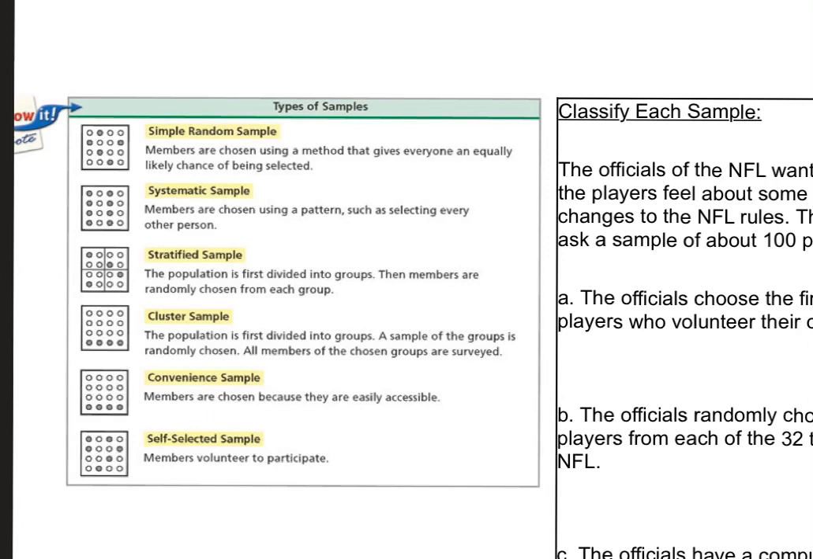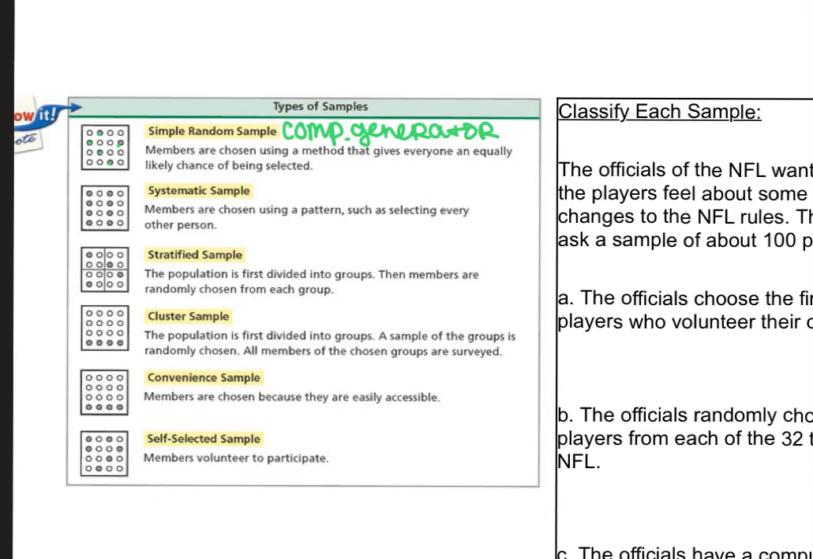Every time you see, most likely, a computer generator, that's going to be simple random. Anything where the members are chosen using a method where everybody has an equal opportunity to get picked, that's going to be simple random. As you can see, the dots that are highlighted in here are completely random.